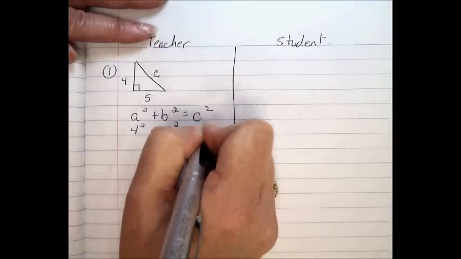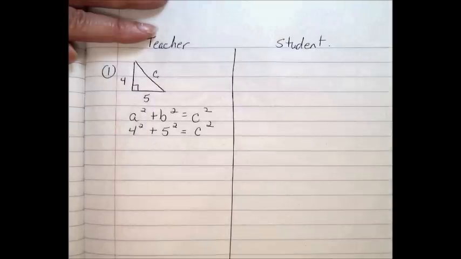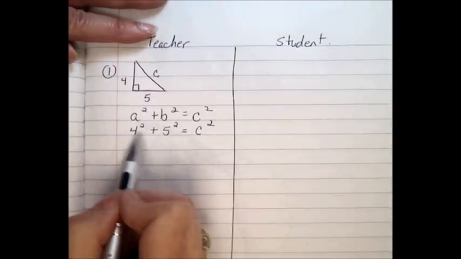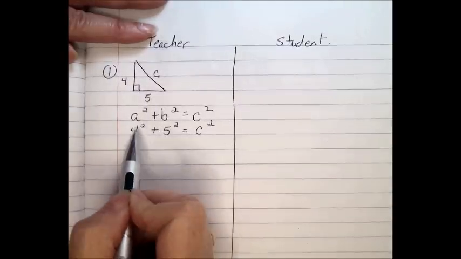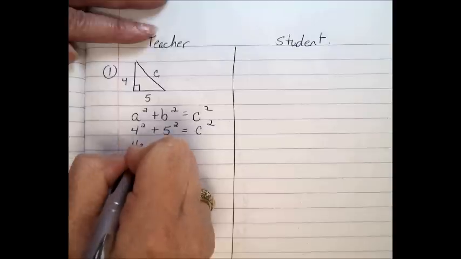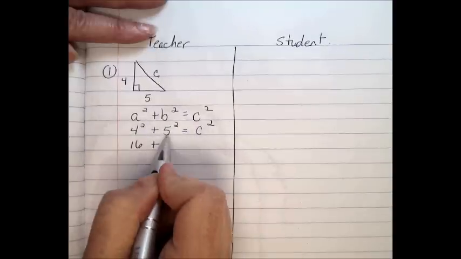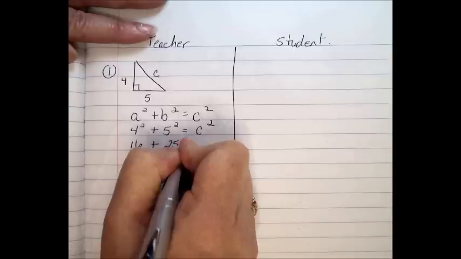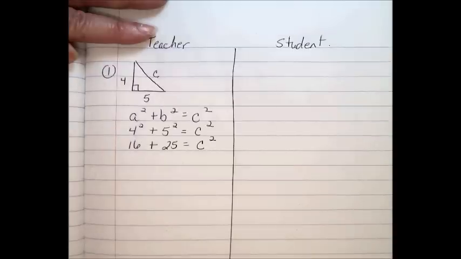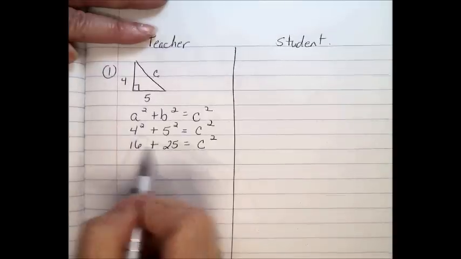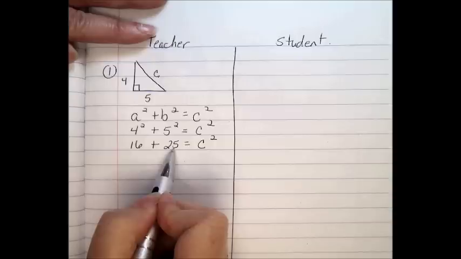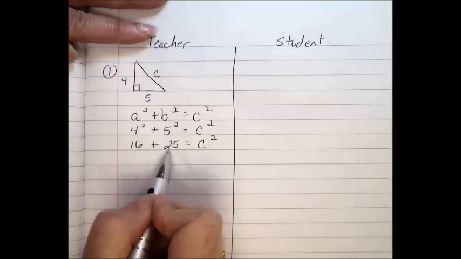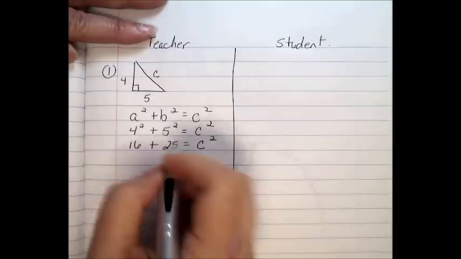Let's go ahead and simplify. 4 squared, that's 4 times 4, that's 16. 5 squared, that's 5 times 5, that's 25, equals C squared. Now I'm going to add these together. 16 plus 25 is, what is that, 41.